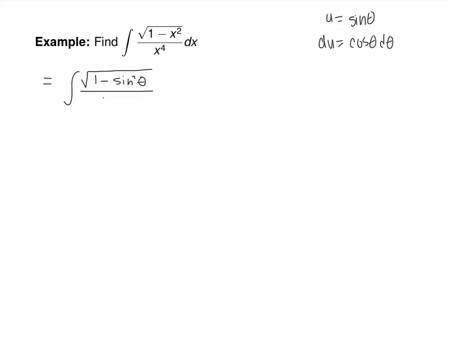over sine to the 4th theta times cosine of theta d theta. Now in that numerator, the 1 minus sine squared inside the radical becomes cosine squared, which roots to cosine, which multiplied by the other cosine makes cosine squared. So cosine squared theta over sine to the 4th theta. Okay, and you can't do a u sub for sine because then your du would just be a single cosine, not 2 of them.